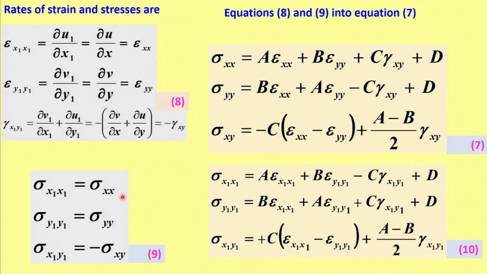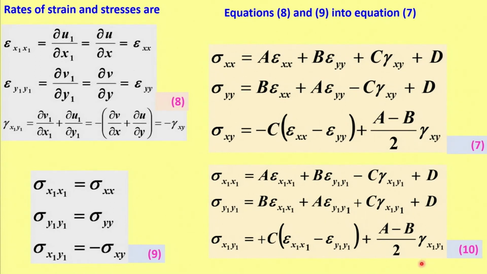So if I substitute this for sigma x1, I get a epsilon x1, b epsilon y1. Notice this has become minus because gamma is minus. So this is again the same, b plus a the same, but this minus has become plus because gamma x1 y1 equal to minus gamma xy. So here again minus sigma xy equal to minus sigma x1 y1. If I multiply throughout by minus, I get plus c epsilon x1 minus epsilon y1.